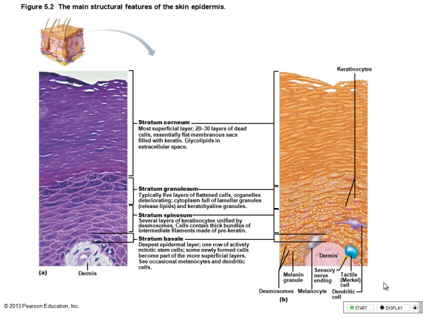All right, so know the five layers. Again, stratum lucidum, we don't see it on this diagram because this probably is a diagram of what? Thinner skin.